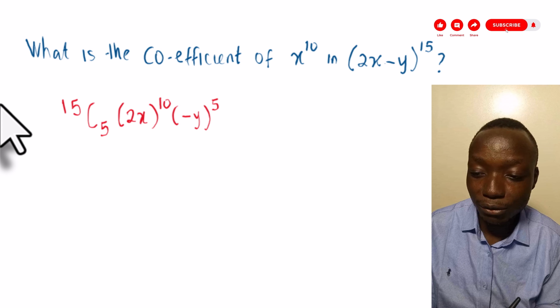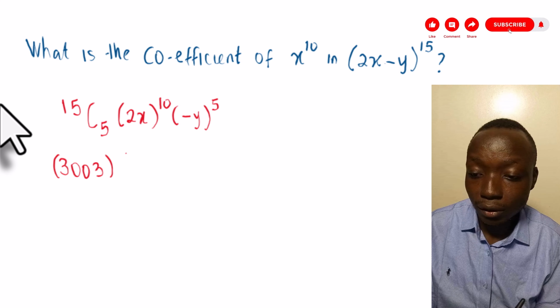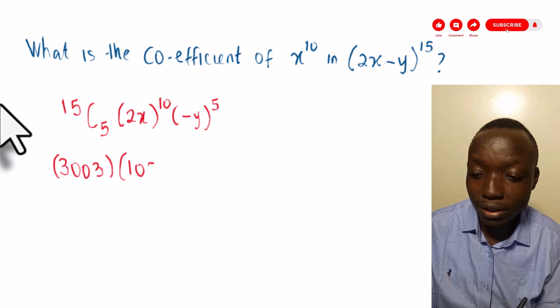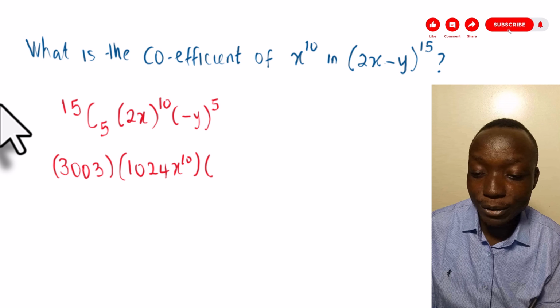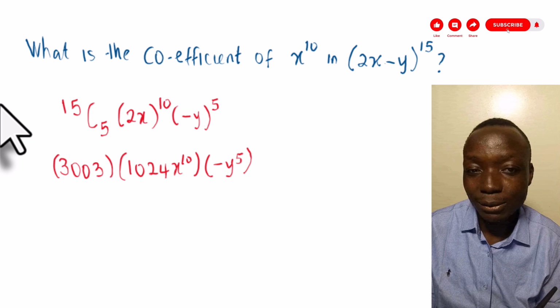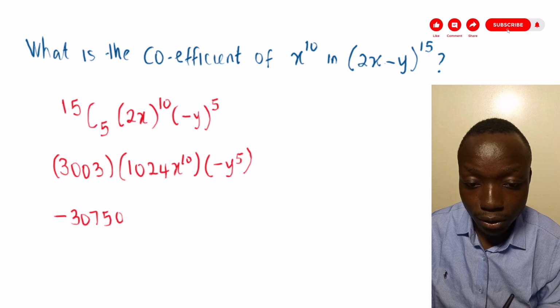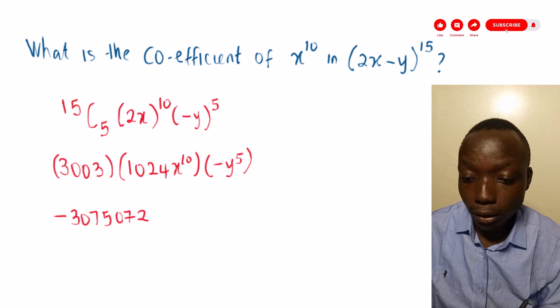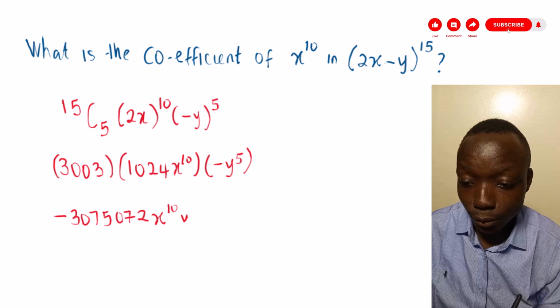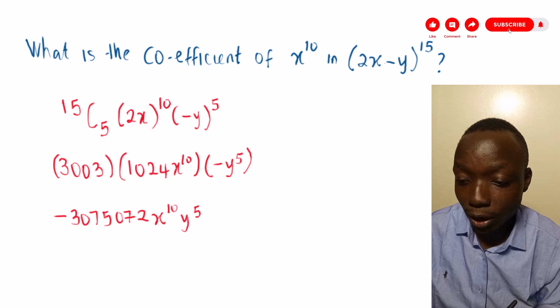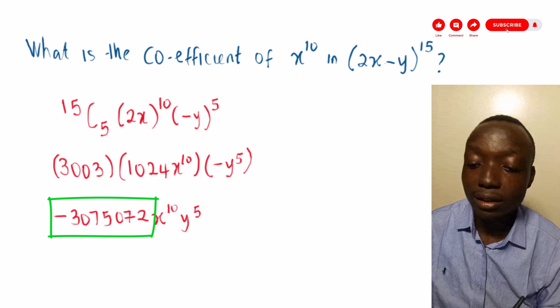So what's 15 combination 5? This is 3003 times 2x raised to power 10. This is 1024x raised to power 10. Then minus y raised to power 5. It's an odd power, so you're just going to have minus y raised to power 5. So if we expand this, we're going to get minus 3,075,072x raised to power 10, y raised to power 5. But we're interested in the coefficient, so this is the coefficient.